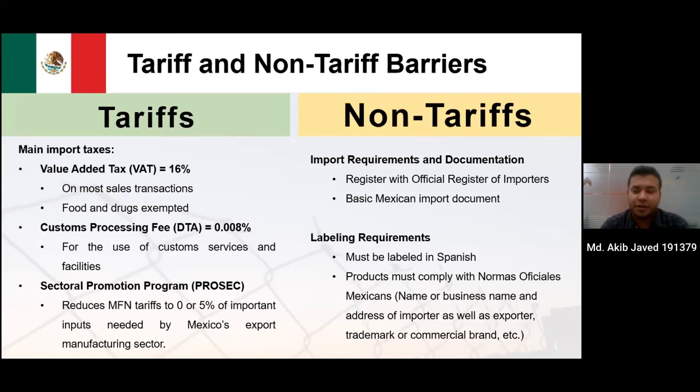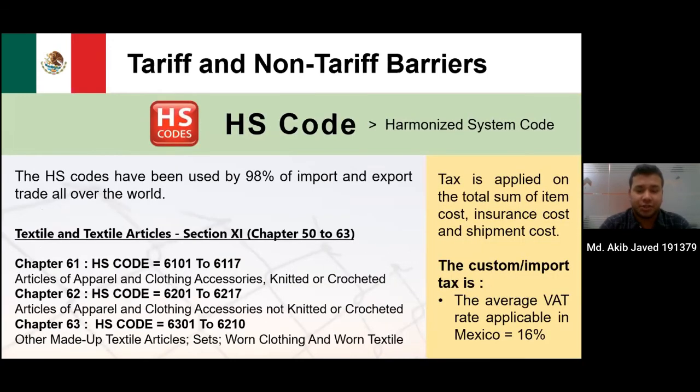The labeling requirement is very special in Mexico. The label must be in Spanish. Second, the product must comply with official Mexican norms, including the business names and addresses of importers as well as exporters, and the commercial brand. There are many other steps in the exporting process. The next slide talks about the HS code.